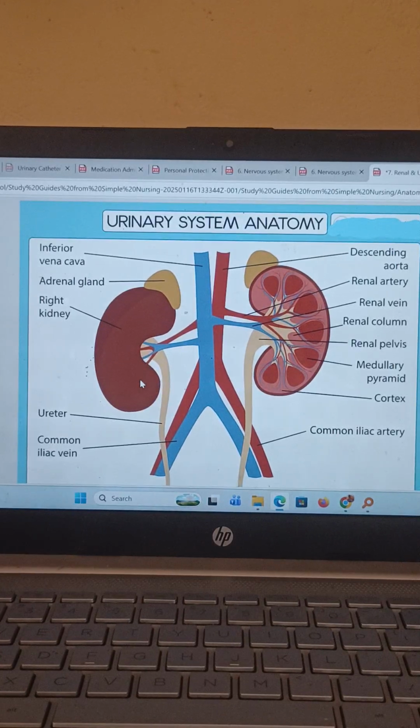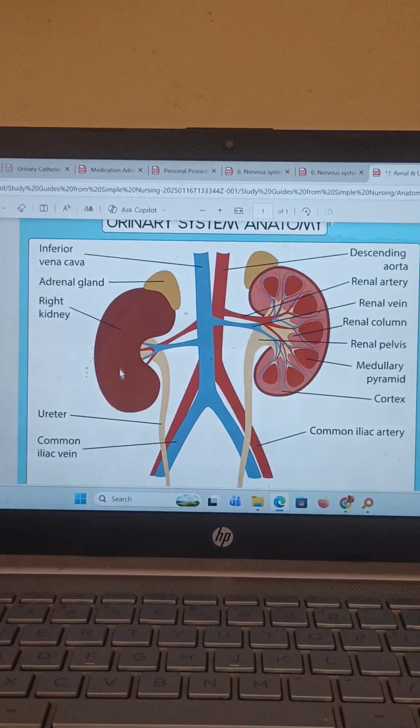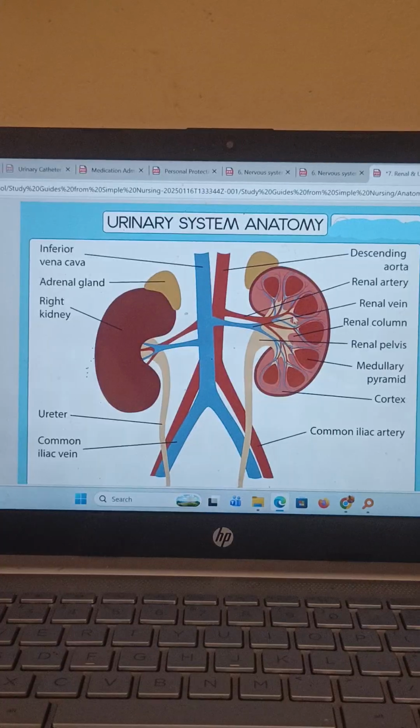Let's just look at the renal system anatomy without further ado. In your exams, you'll always be asked to give a structure of the renal system. This is how it looks. We have our right kidney and our left kidney, which we also have the blood vessels.